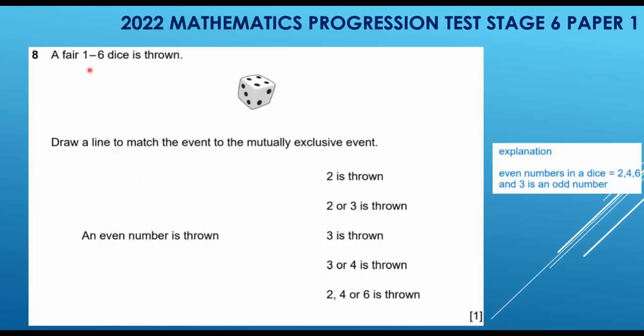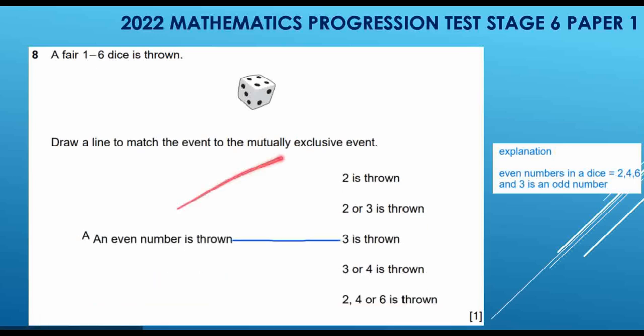Next. When a die numbered 1 to 6 is thrown, draw a line to match the event to its mutually exclusive event. You have 10 seconds from now. Let's see the answer. It's 3. The explanation is already there.